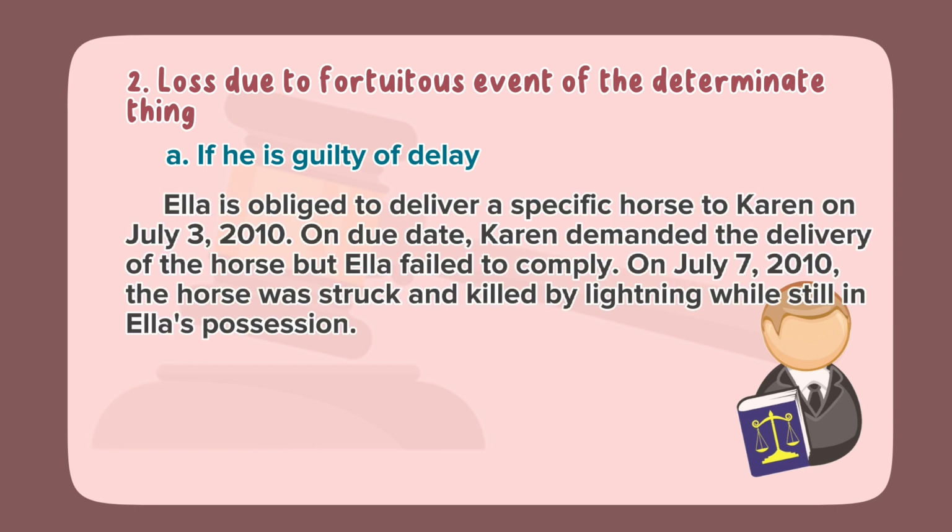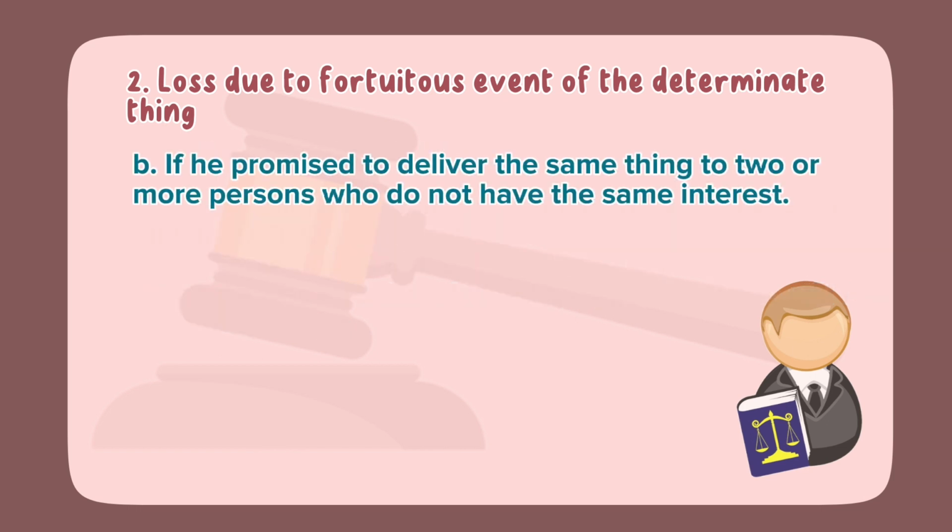Ella is obliged to deliver a specific horse to Karen on July 3, 2010. On due date, Karen demanded the delivery of the horse, but Ella failed to comply. On July 7, 2010, the horse was struck and killed by lightning while still in Ella's possession. Since Ella was in default, she shall be liable for damages to Karen, although the cause of the loss was a fortuitous event.